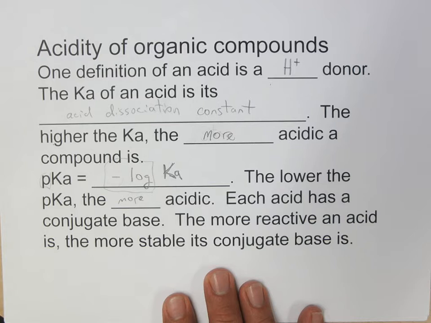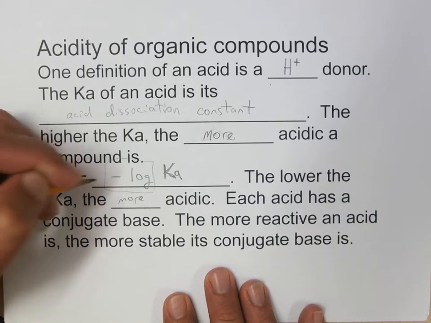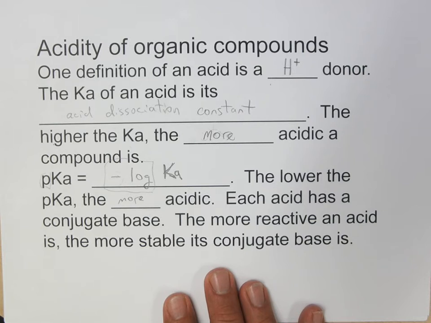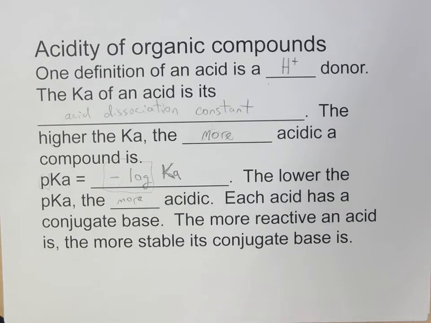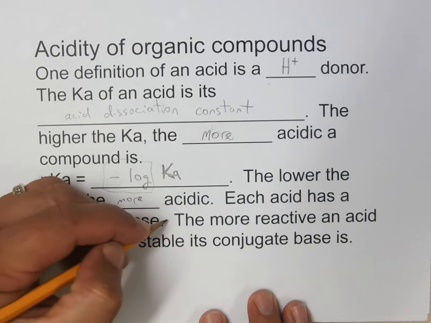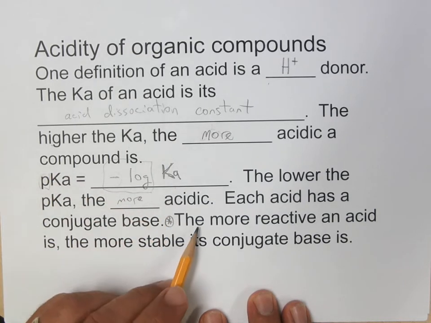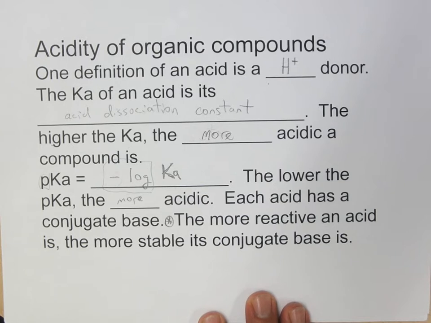And so that's going to be really important for us to understand, because we're going to tabulate things based on pKas rather than Kas. Alright, so each acid has a conjugate base is another idea. We're going to try to link the reactivity of an acid to its conjugate base and to think about reactions that acids undergo, where the product of the acid reacting is going to be the conjugate base. And a very key relationship here for us to understand is that the more reactive an acid is, the more stable its conjugate base is.